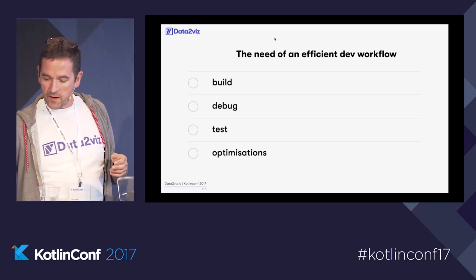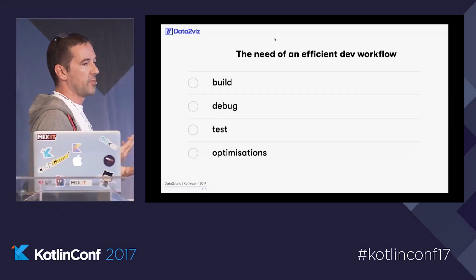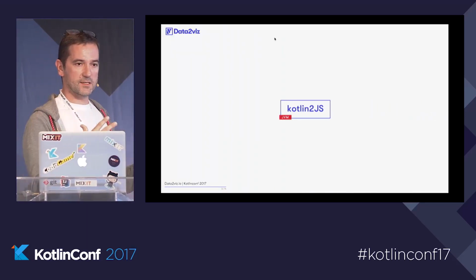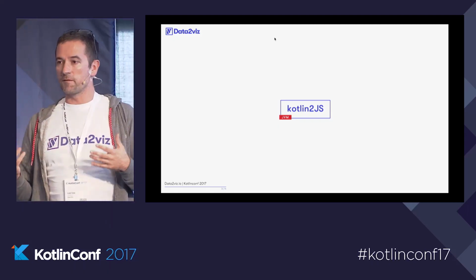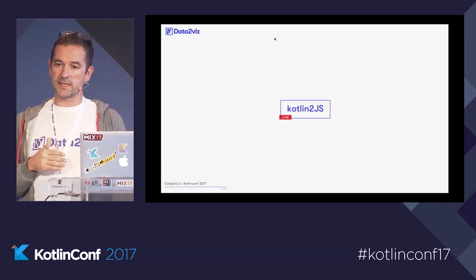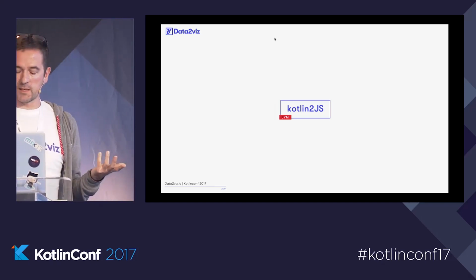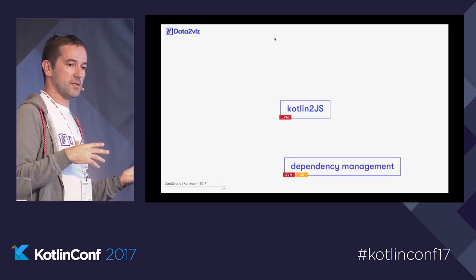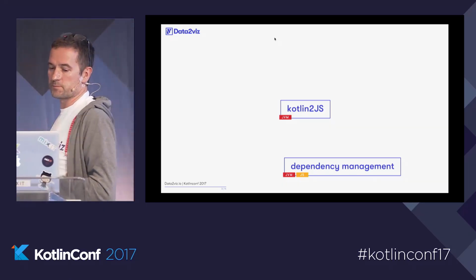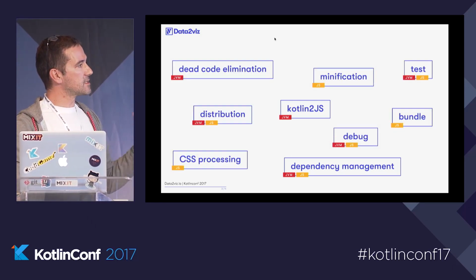The first thing when you are targeting the JavaScript platform is that it's more complicated than just back-end development, because the tasks you are running for your builds are half on the JVM part and half on the JS part. For example, Kotlin.js compilation is a JVM process, but dependency management is half on the JVM and half on the JS part. Tests, you can have on both sides.